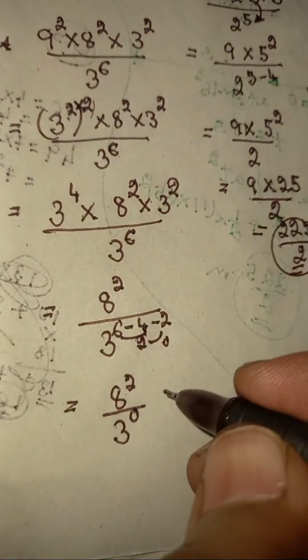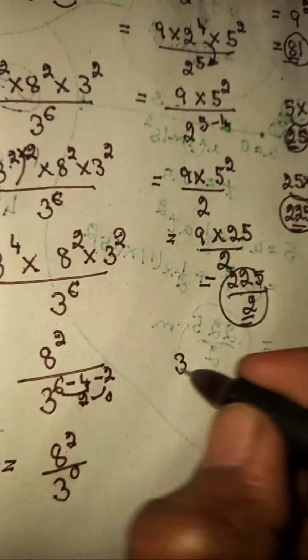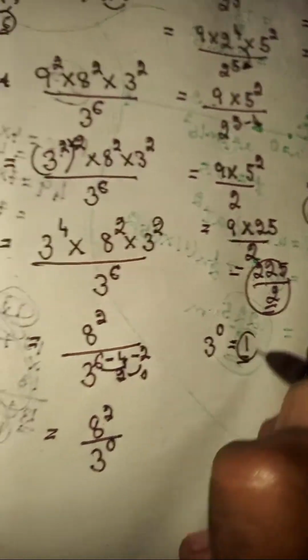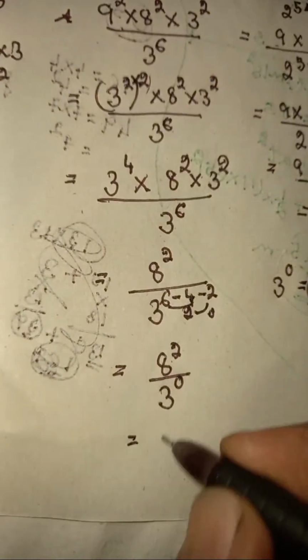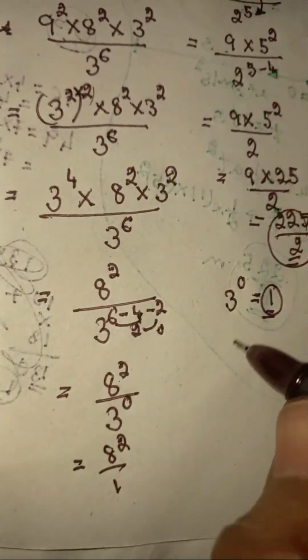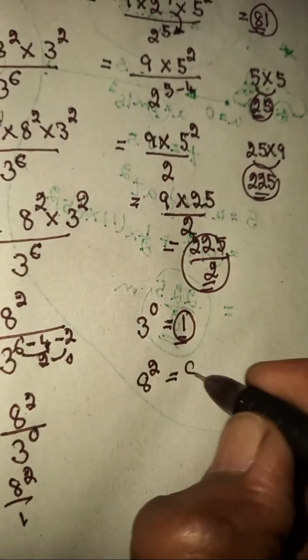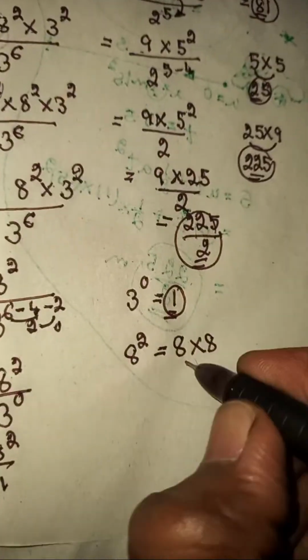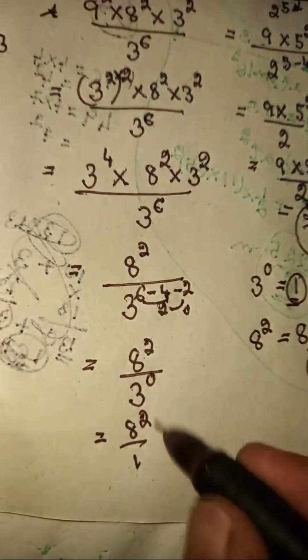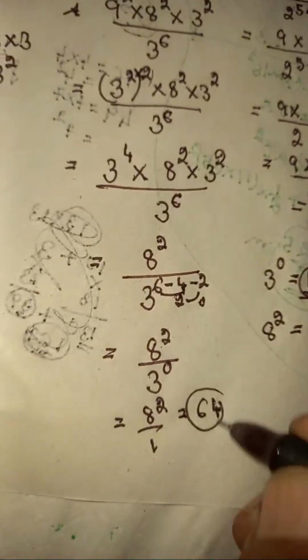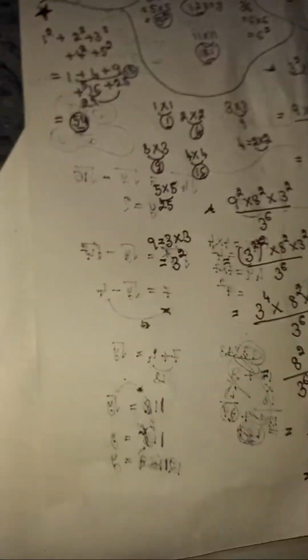Any number to the power 0 equals 1. Here 3 power 0 is going to be equal to 1. So this is 8 square by 1. 8 square means you can write it as 8 times 8, which is equal to 64. So 8 square is 64. Let's take one more problem.